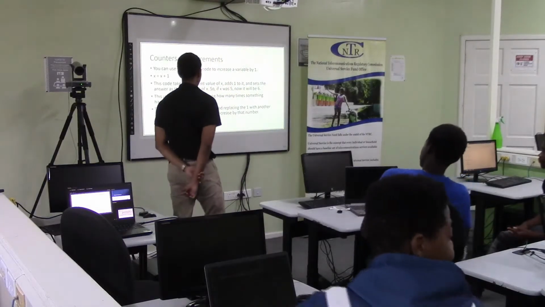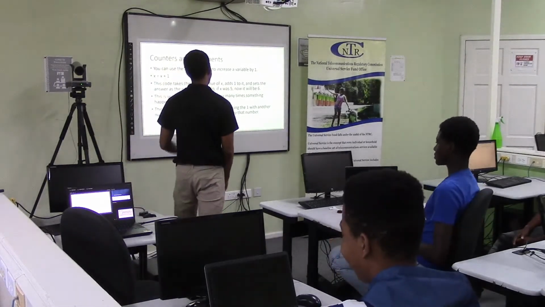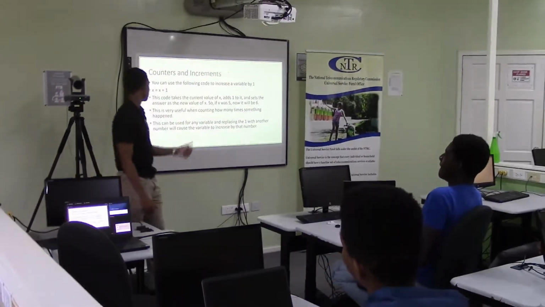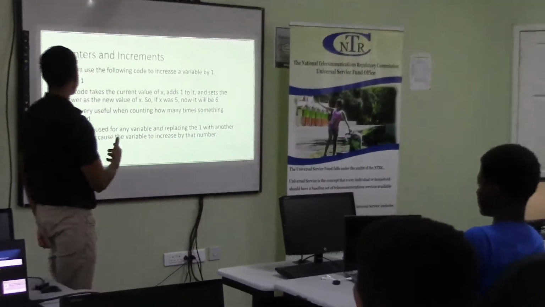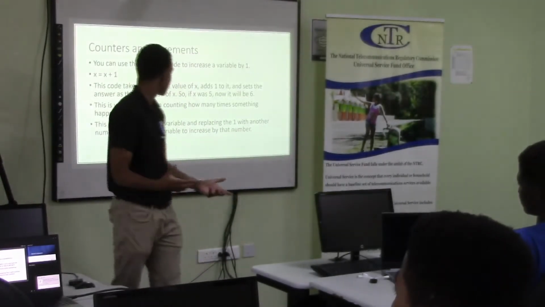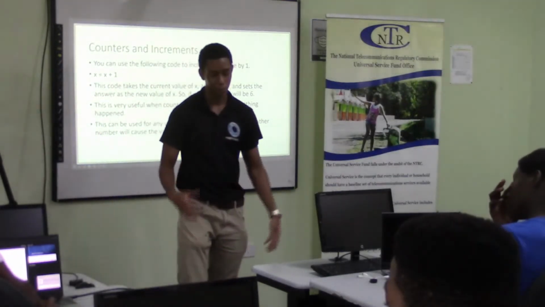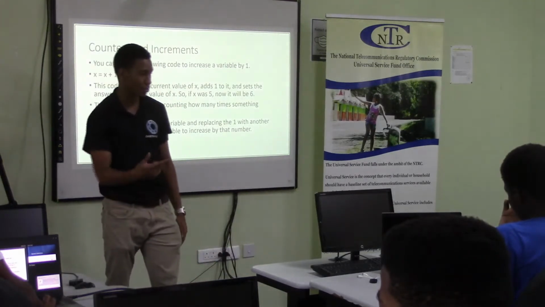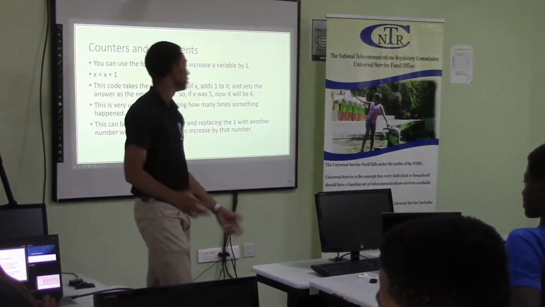So we're going to continue from yesterday where we left off, counters and increments. You can use the following code to increase a variable by 1: x equals x plus 1. This code takes the current value of x and adds 1 to it and sets the answer as the new value of x. So if x was 5, now it will be 6. This is very useful when counting how many times something has happened. So maybe you want to loop something for a certain number of times. You could set x equals to 0 and add 1 each time the loop occurs, and then stop when x equals 10.